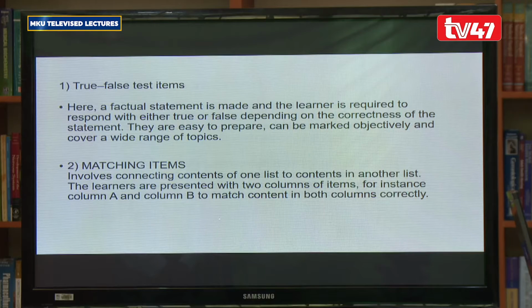Now, the second type of tests are the matching items kind of test. In this kind of testing, the learner is expected to connect two different sets of contents or statements. On one side, there is a list of statements, and on the other side, there is a list of answers that are not organized in a matching order with the test items or questions. It is up to the learner to select the correct answer which matches the item or question being asked.